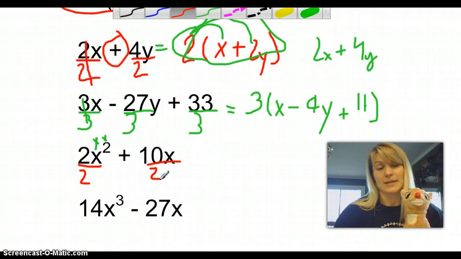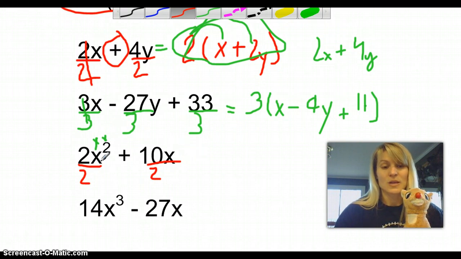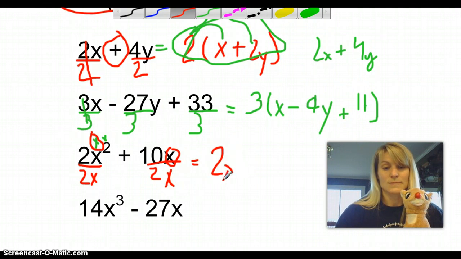Now, in this case, this has an x squared, x times x, and this has an x. So they both have one x. This has an x here, and this has an x here. So I can include x in my GCF. So when I rewrite this now, 2x is my GCF. And I do my parentheses. 2 divided by 2 is 1.